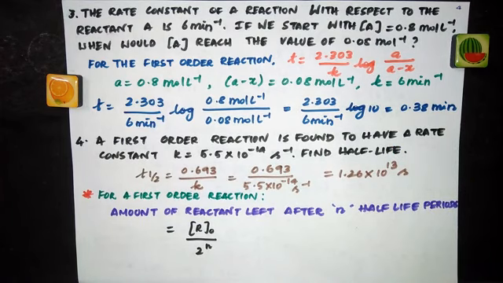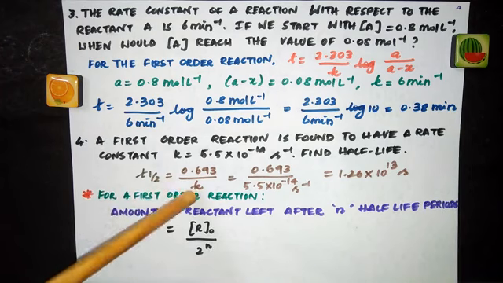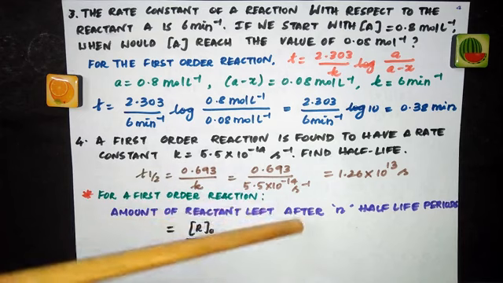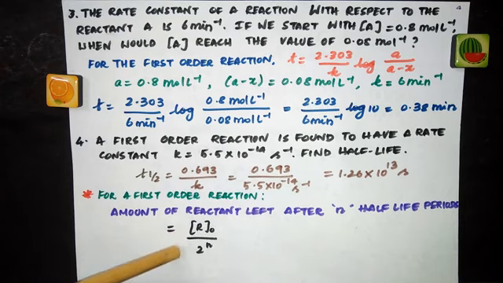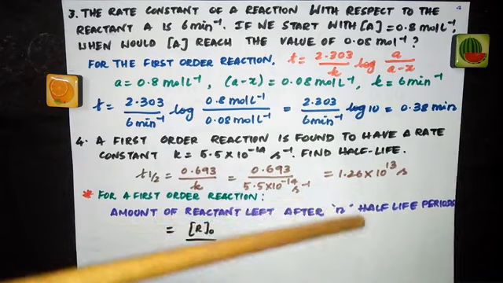So if you remember all the formulae, then you can substitute the values given and find the answer. Here I have given you one more formula. For a first order reaction, the amount of reactant left after n half-life periods is equal to the initial concentration of the reactant divided by 2 power n. Sometimes they'll say the initial concentration of the reactant is 0.8 mole per liter, after 3 half-life periods, what will be the concentration of reactant left? Or after 4 half-life periods or after 6 half-life periods. In such cases, you can take the initial concentration and divide that by 2 power the number of half-lives given.